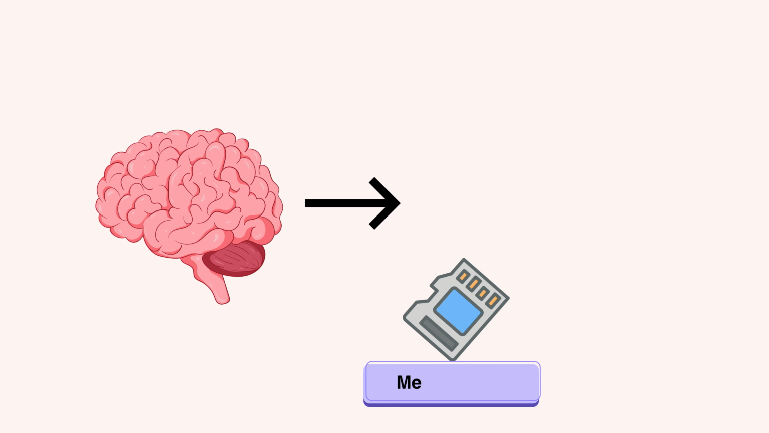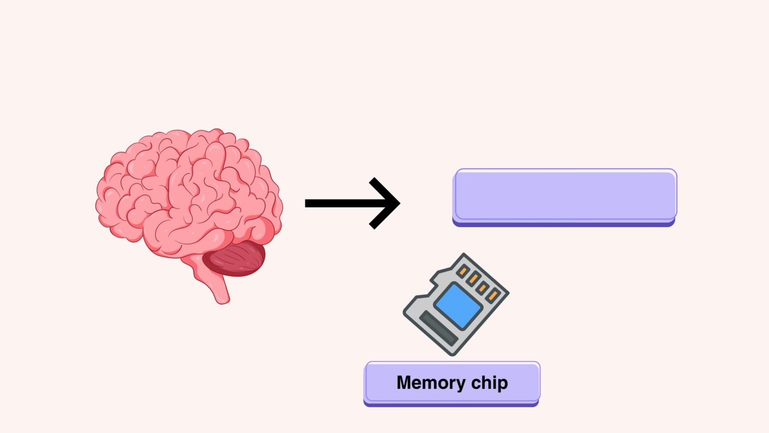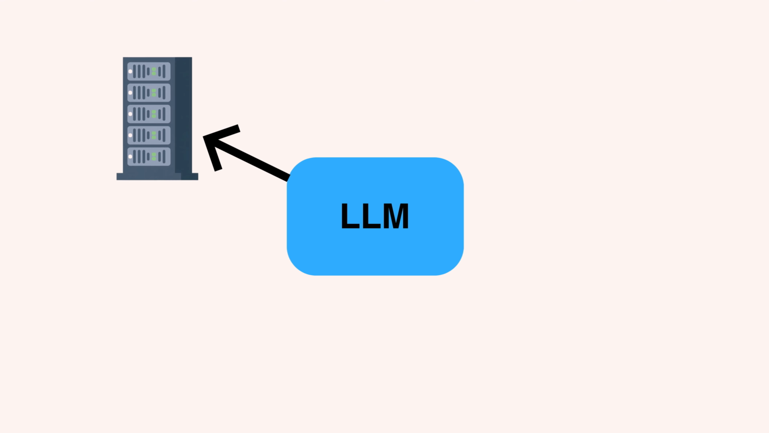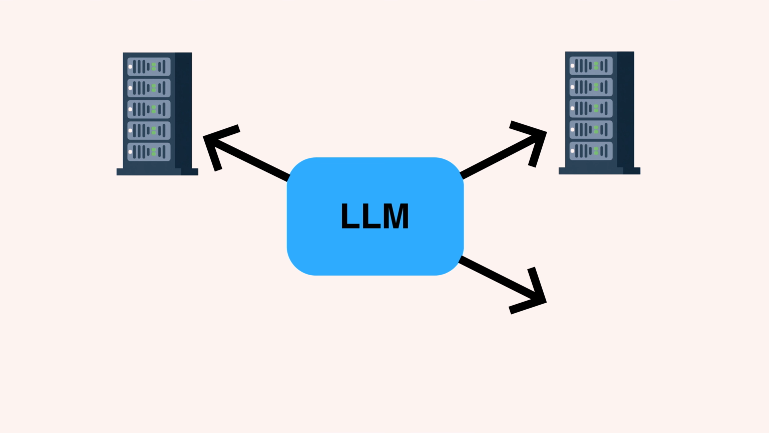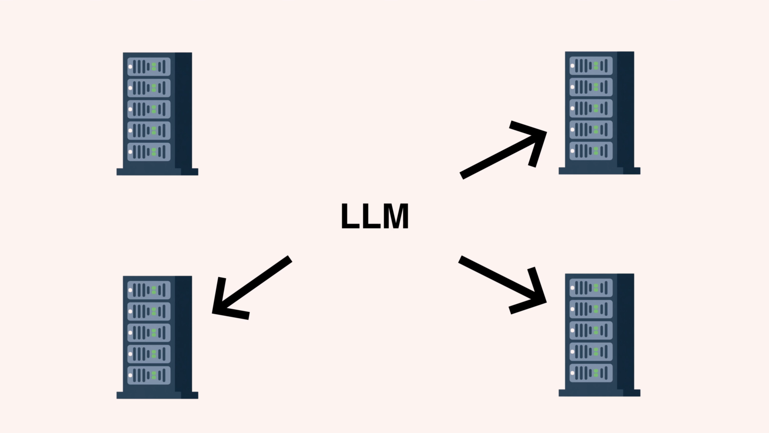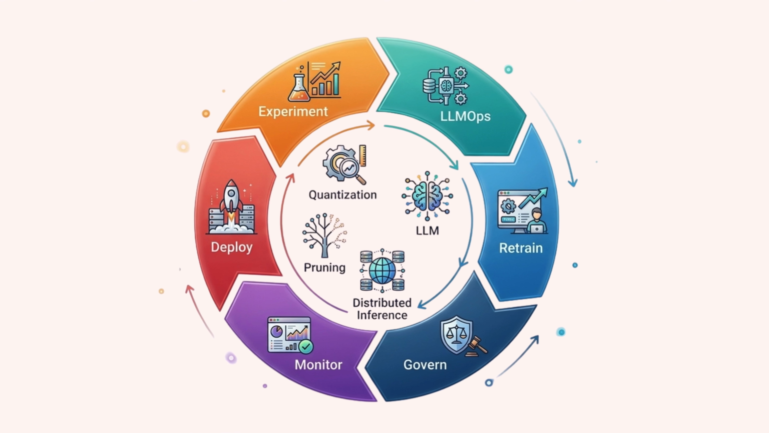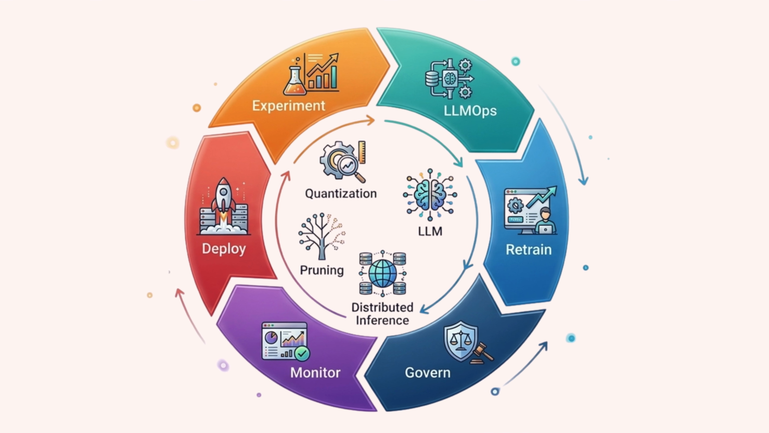Reducing precision makes quantized models smaller, faster to load, and more efficient, lowering costs and speeding up inference. A central LLM connects multiple enterprise systems to gather and process data in real time. Integrate these techniques into an LLMOps framework for continuous deployment, monitoring, and reliable AI delivery.